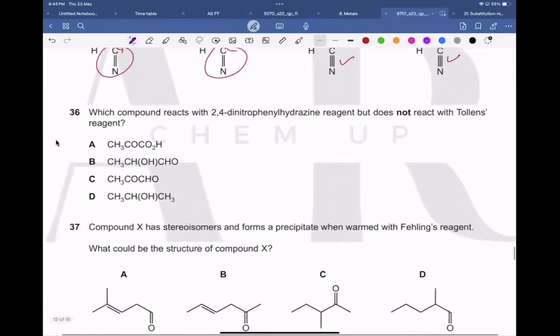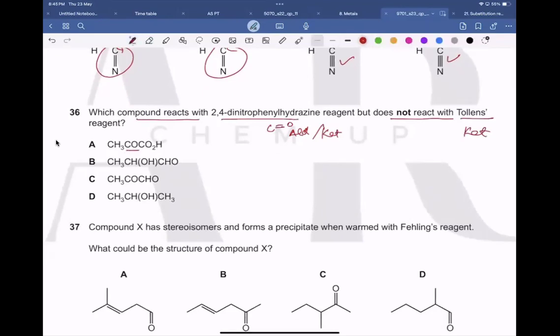Question number 36. Which compound reacts with 2,4-dinitrophenylhydrazine? So it's a carbonyl, right? C double bond O. Whether aldehyde or ketone, both can undergo it, but a ketone does not react with Tollens' reagent. So if you see, it's an aldehyde, it's a ketone and acid.